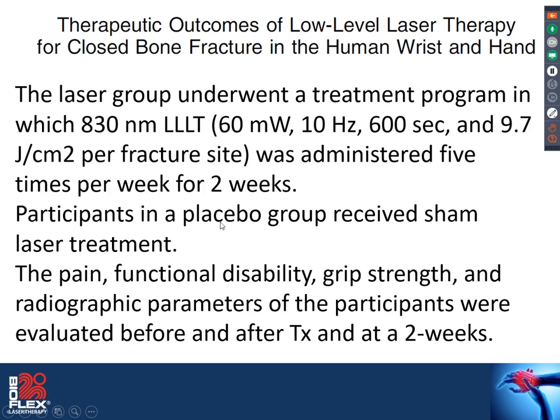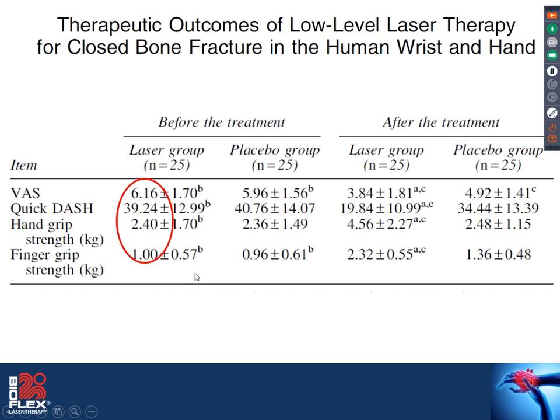And you can see the actual protocol here. They were looking at pain and function, disability, grip strength. They also did x-ray follow-ups, both before and after treatment and at 2 weeks post-treatment. Now, if you look at the results, the first group is the laser group. So you're looking at a VAS starting at 6, a DASH score, which is a functional evaluation, at 39. Remember that you want the DASH to be lower to have a better outcome. You're looking at hand grip and finger grip strength.